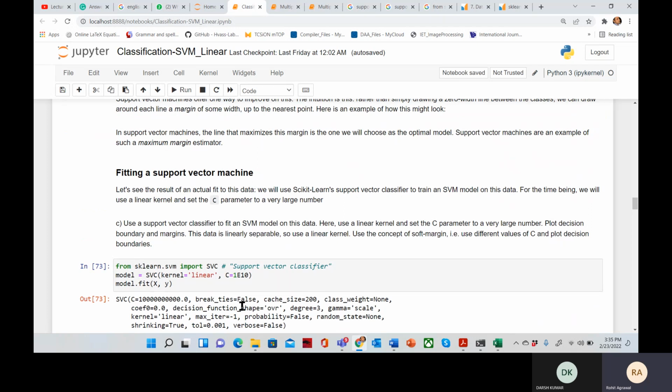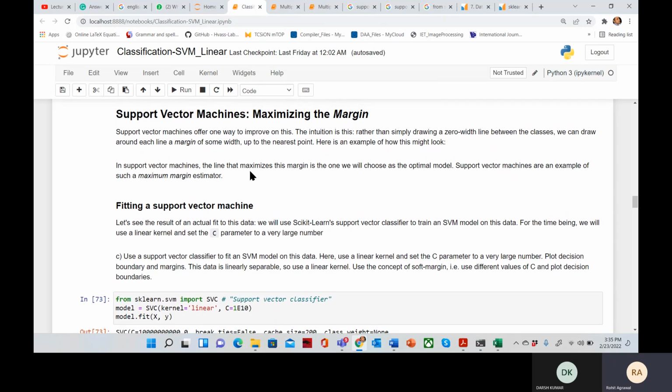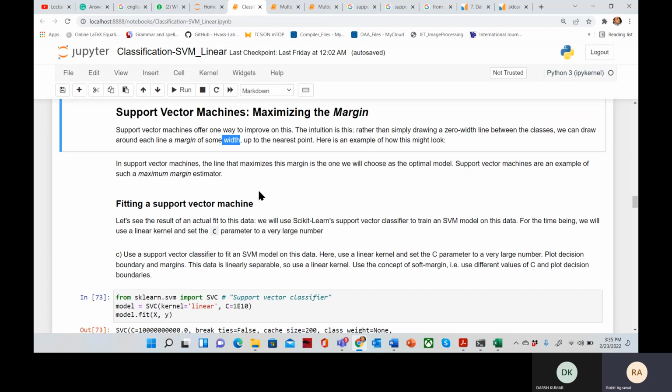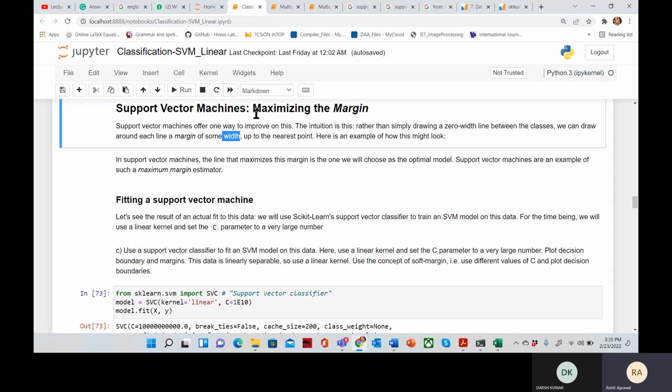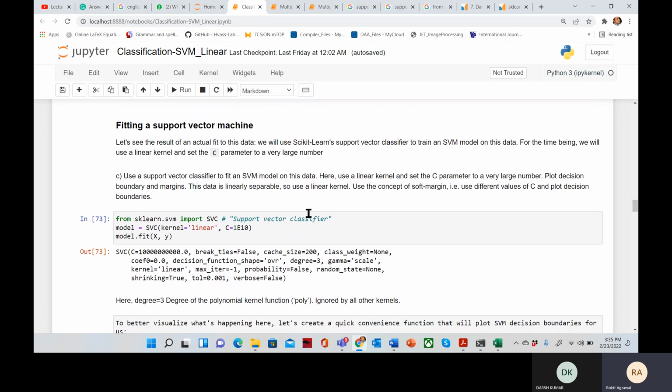Now say a support vector machine, just read. Support vector machine offers one way to improve on this: rather than simply drawing a zero-bit line between the classes, we can draw around each line a margin. Instead of the zero bit, we can draw some margin up to the nearest point, maximizing this margin. So the goal of the support vector machine is to maximize this margin. Now this is your support vector machine.